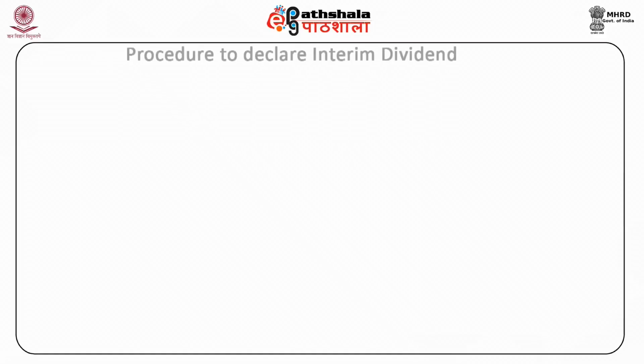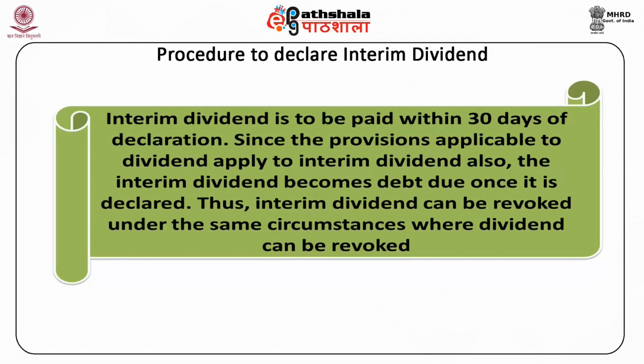Revocation of interim dividend. Interim dividend is to be paid within 30 days of declaration. Since the provisions applicable to dividend apply to interim dividend also, the interim dividend becomes debt due once it is declared. Thus, interim dividend can be revoked under the same circumstances where dividend can be revoked.